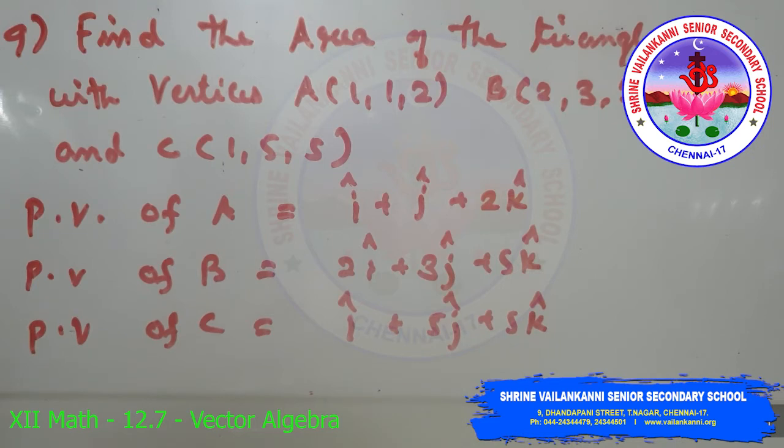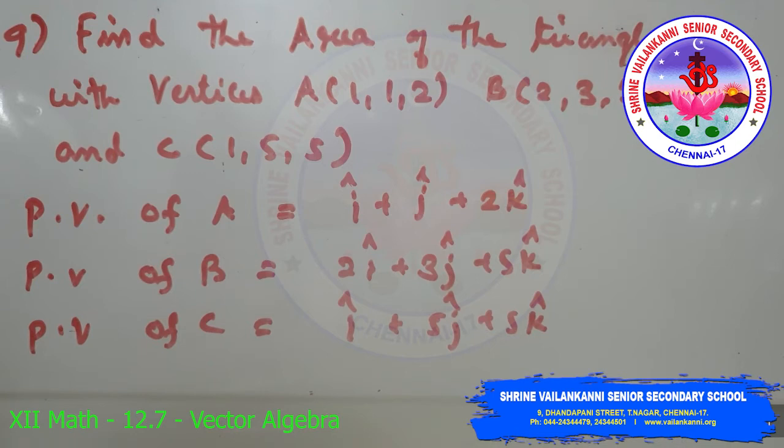Ninth question: find the area of the triangle with vertices A (1, 1, 2), B (2, 3, 5) and C (1, 5, 5). So vertices are given, we have to find the area of the triangle. Area of the triangle is half of the modulus of BC cross BA.